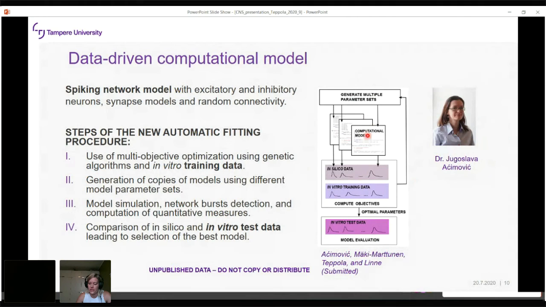In each iteration of the fitting algorithm, a number of copies of the model were generated with different model parameters. Models were simulated and the network bursts detected, and quantitative measures of burst profiles, such as distribution of burst length and sizes, were computed. Comparison between in silico and in vitro test data allowed selection of the best models. This protocol allowed us to examine the effect of cellular and synaptic mechanisms on cortical network activity in silico. For more details, you can see our paper from Acimovic and others, under submission.